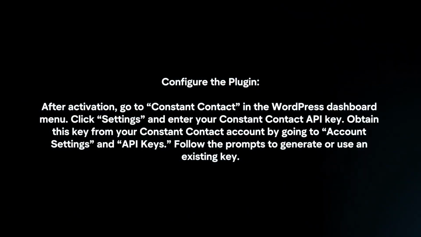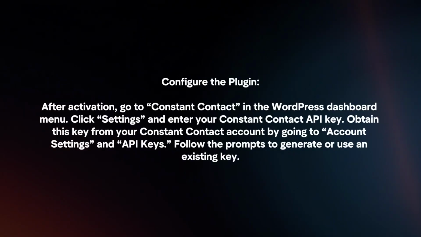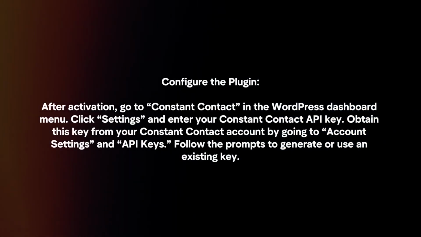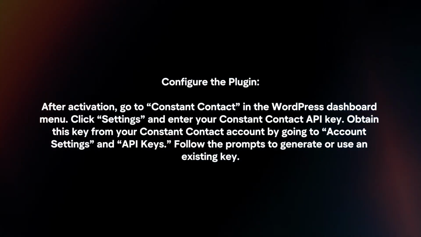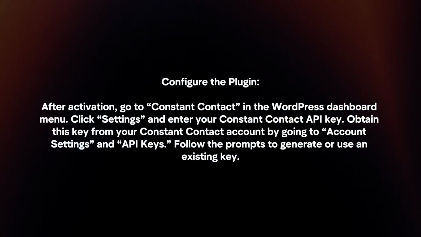Configure the plugin. After activation, go to Constant Contact in the WordPress dashboard menu. Click Settings and enter your Constant Contact API key. Obtain this key from your Constant Contact account by going to Account Settings and API Keys. Follow the prompts to generate or use an existing key.